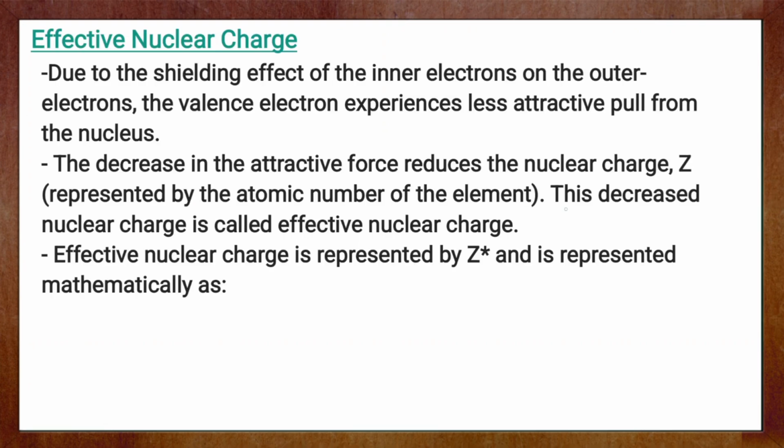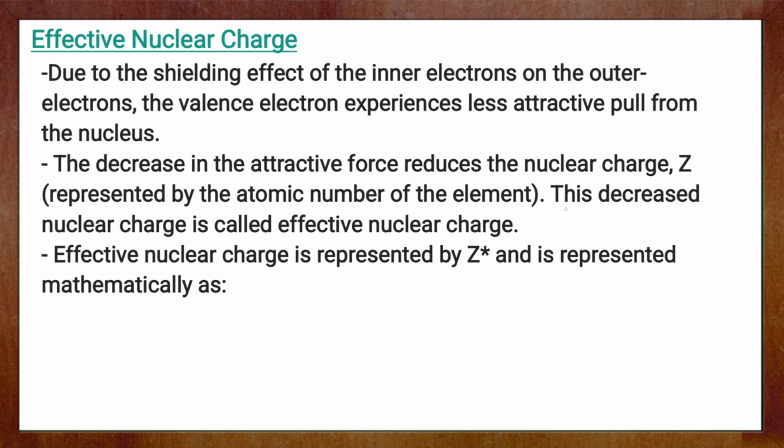So we all know that the electrons present in an atom experience an attractive force from the nucleus, because the nucleus is positively charged and electrons are negatively charged. This attractive force experienced by the electrons towards the nucleus is what we call the nuclear charge, and it is represented by Z. Now we have studied the shielding effect or screening effect.